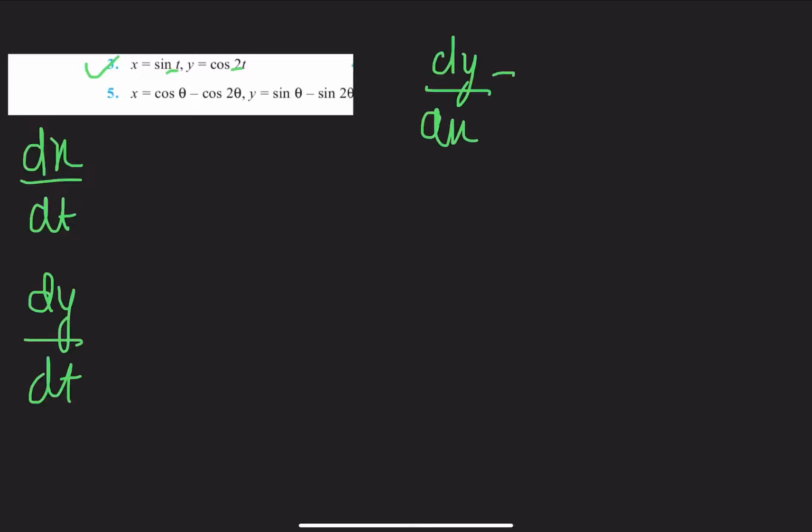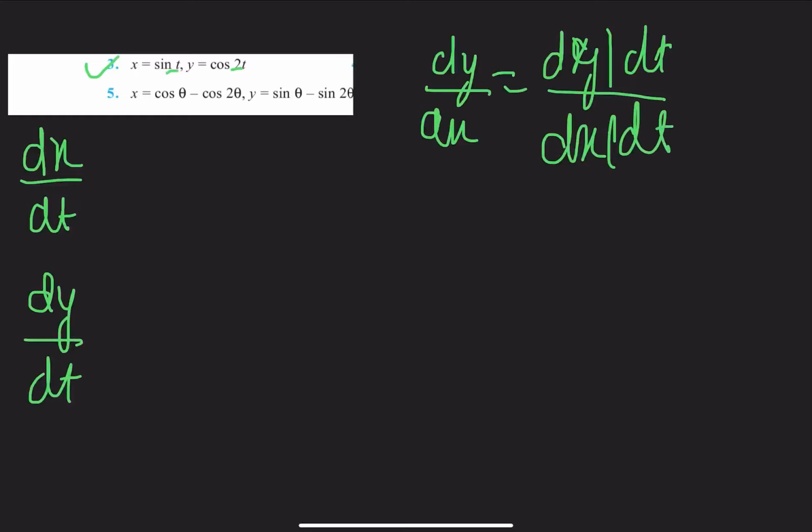This question, so again, t is common, so we'll differentiate with respect to t. T is the parameter here. So first find dx by dt, then find dy by dt, and then find your dy by dx, which is your dy by dt upon dx by dt.